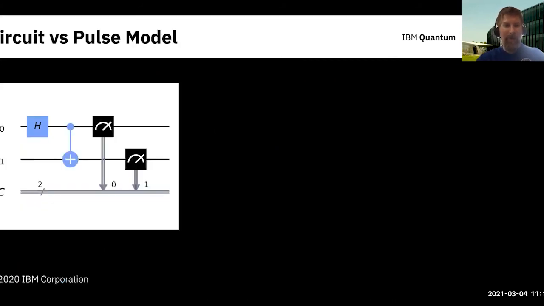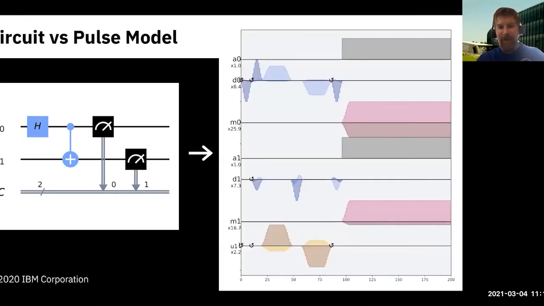So Pulse is one of those things that allows you to do that. Basically the idea is each one of these abstract quantum gates needs to be mapped onto an actual pulse schedule that's played out on a quantum computer. We introduced this in 2019, and we have publicly available devices where you can play with these microwave pulses.